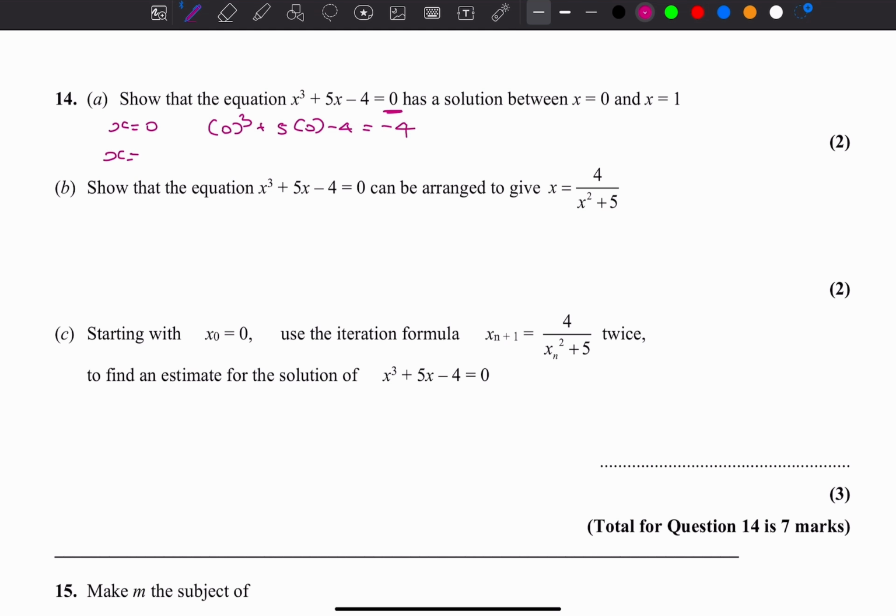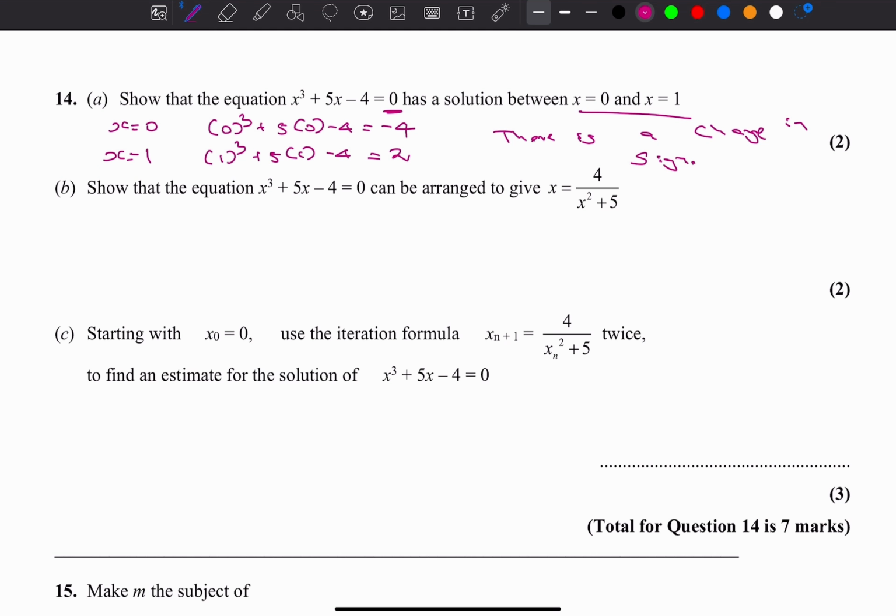Next number is x is 1. 1 cubed plus 5 of 1 minus 4. That makes it 6 minus 4 is 2. One is a negative, the other one is a positive answer. There is a change in sign, so a solution does lie between them. Okay, good.